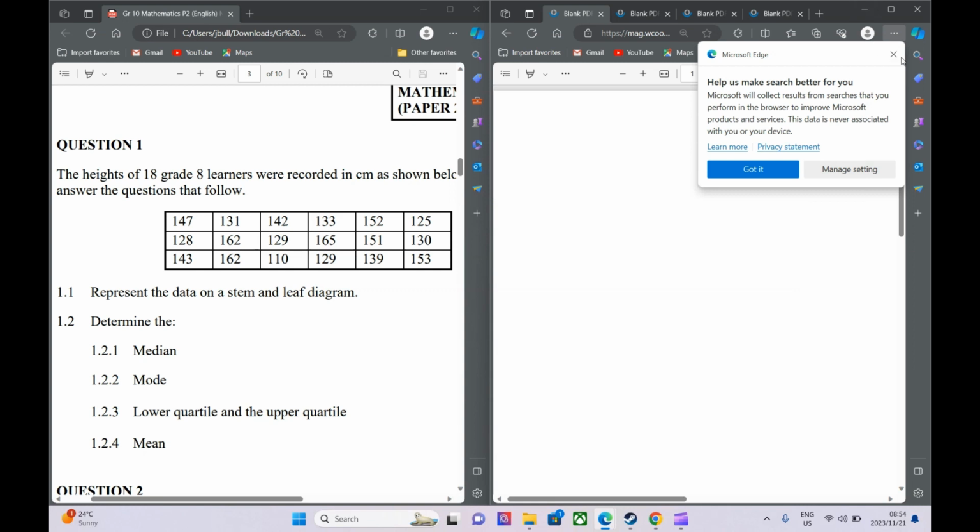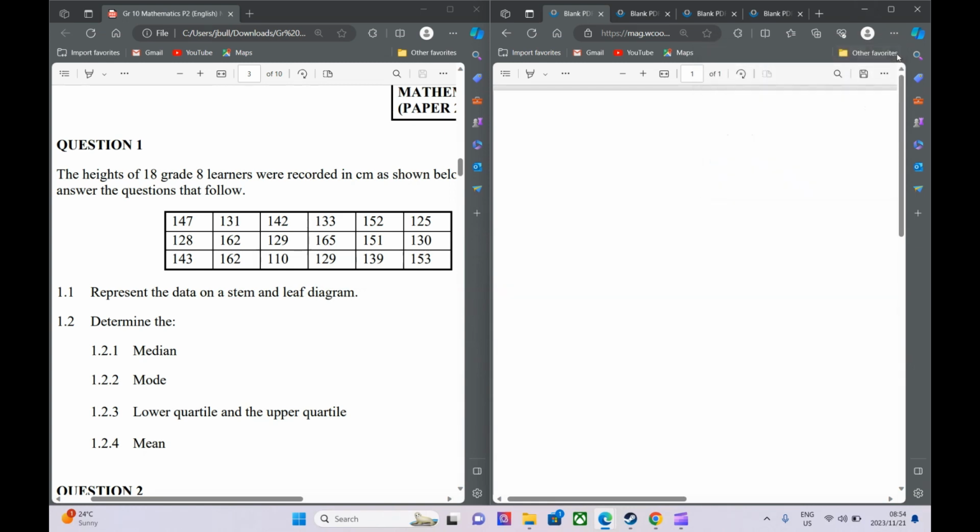In this video, I'm going to be working through a grade 10 question on statistics. So we're going to get straight into it. The heights of 18 grade 8 learners are recorded in centimeters below. And first of all, they want us to show this in a stem and leaf diagram.